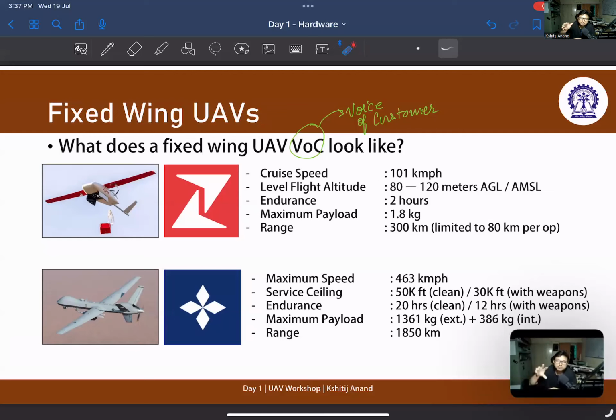Then there is endurance. Marketing specifications for fixed wing UAVs will always include endurance, because fixed wing UAVs are really good at endurance, and we'll learn about that within a few slides. That is why endurance is so prime in fixed wing UAVs, and the other two UAV classes do really badly on endurance. Then there is the maximum payload it can carry and, obviously, the range it has.